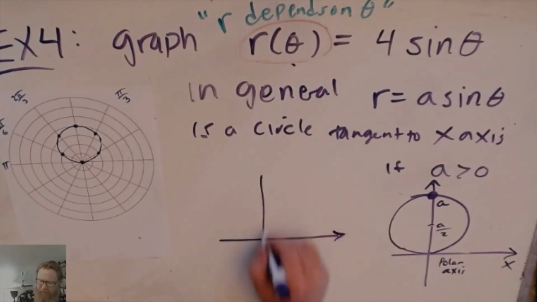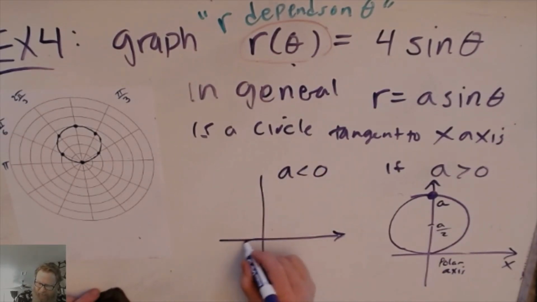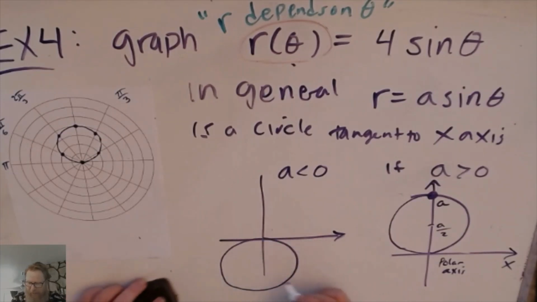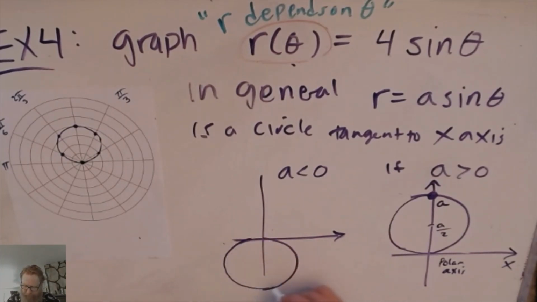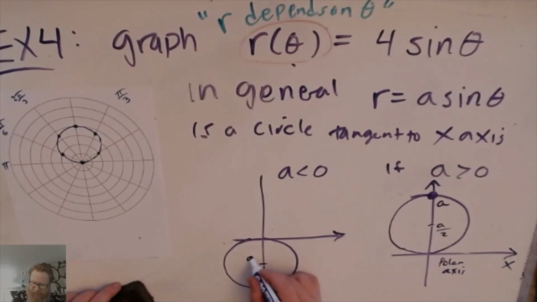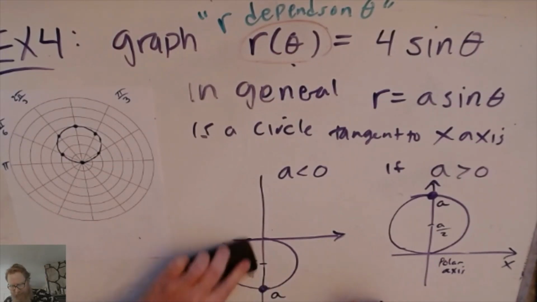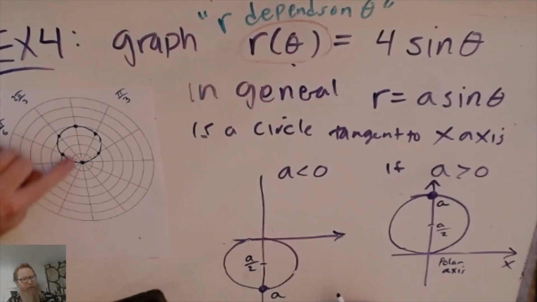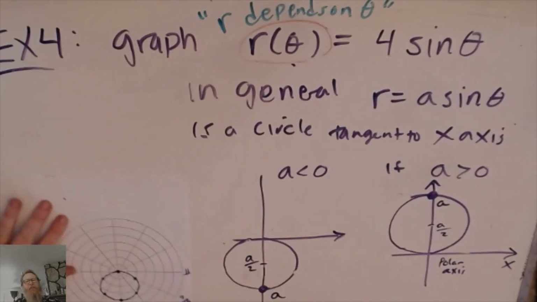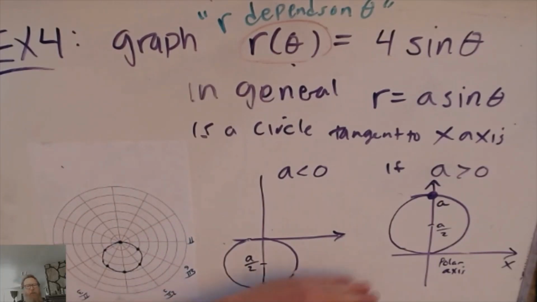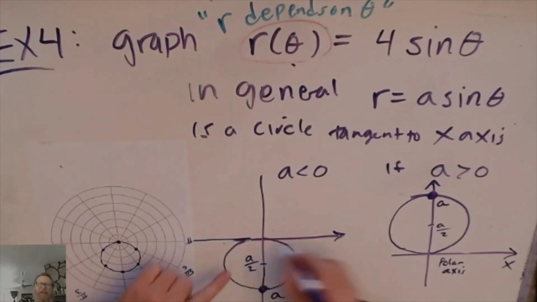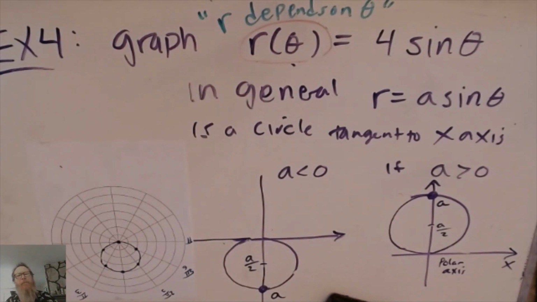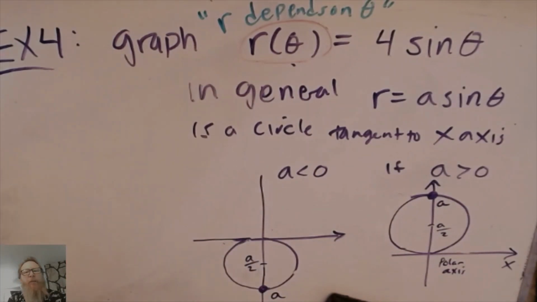And if A is less than 0, then your graph sits below the polar axis, like this. Okay. And again, the center is half of whatever A is. And again, in polar form, this graph would just look like this. It would just be underneath what we used to call the x-axis, but it's now called the polar axis. Okay, so that's pretty much it for circles.